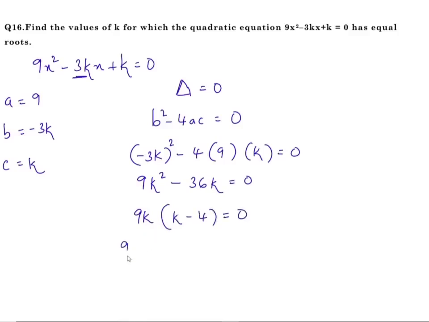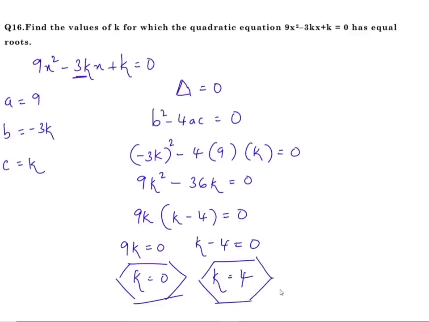Now equate 9k to 0 and k minus 4 equal to 0. k equals what? 0 by 9 is 0 and k equals minus 4, shifting to RHS we get 4. The value of k is 4 and 0. When the roots are based on this condition, definitely you will get one question to find out the value of k or p, whatever it is, to find out the variable.